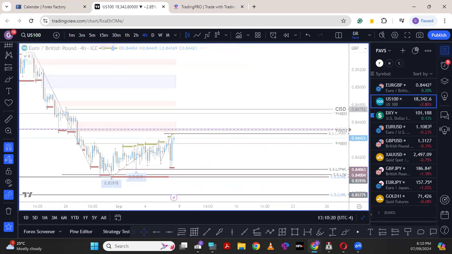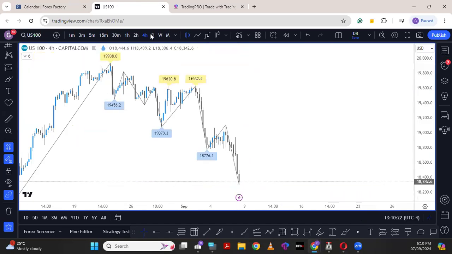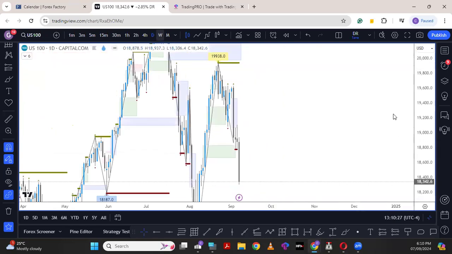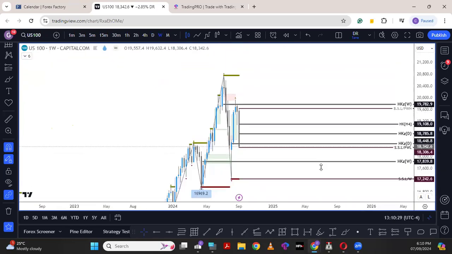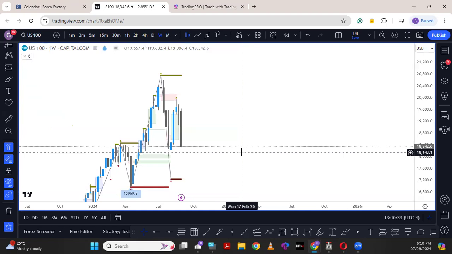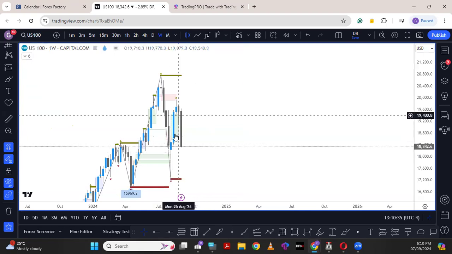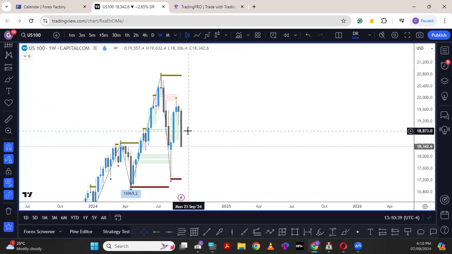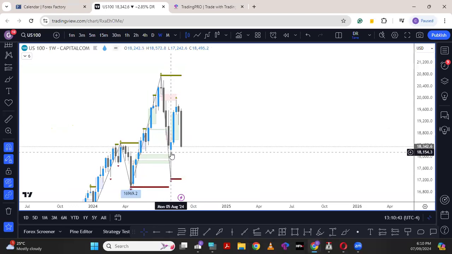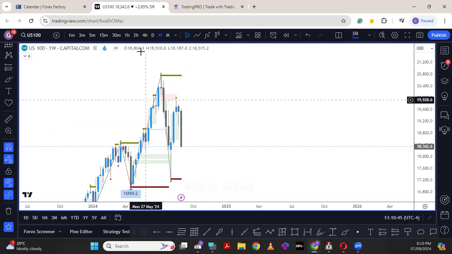Next, we are going to be looking at the US 100, the NASDAQ. This pair for now is bearish. The weekly closed as a long bearish candle, taking out all these fair value gaps. Which points to the fact that any retracement on this pair might see price try to fill this gap.